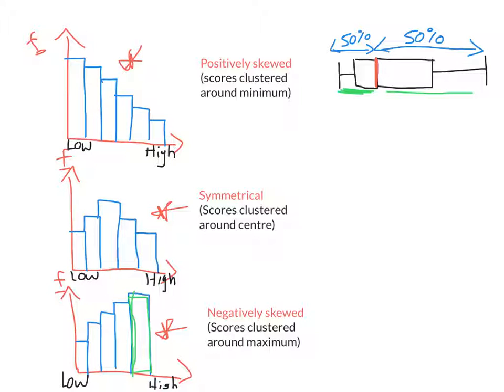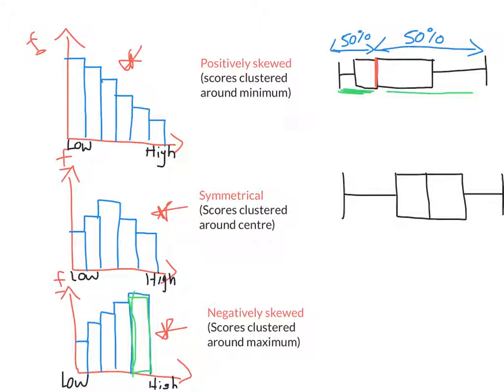So predictably, if data is symmetrical, so too is its box plot. So this is what a symmetrical box plot would look like. It's the same in both directions, same distance. Okay, so that's roughly symmetrical.